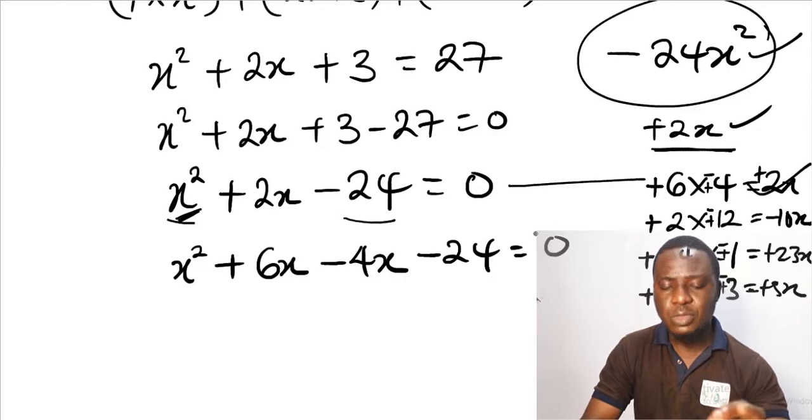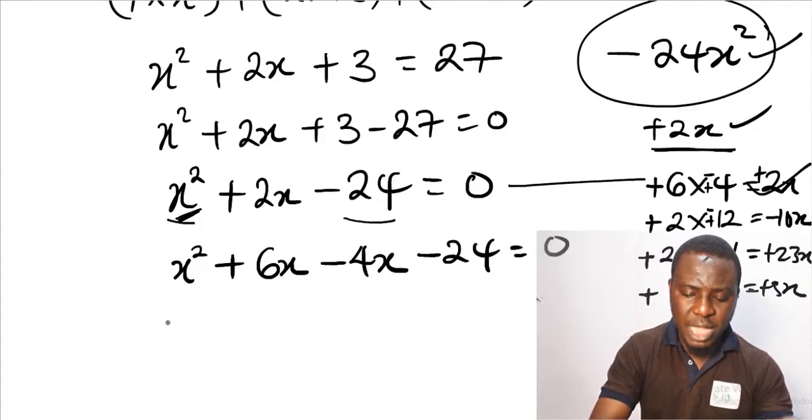I will now factorize them in 2s. If you look at the first 2 terms, x is common, so I'm going to factorize out x into brackets.